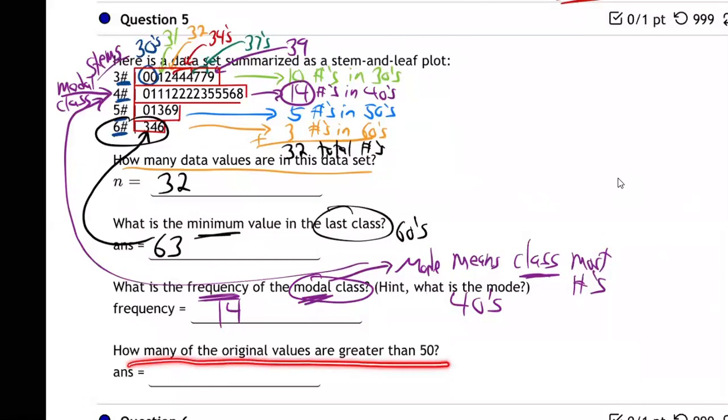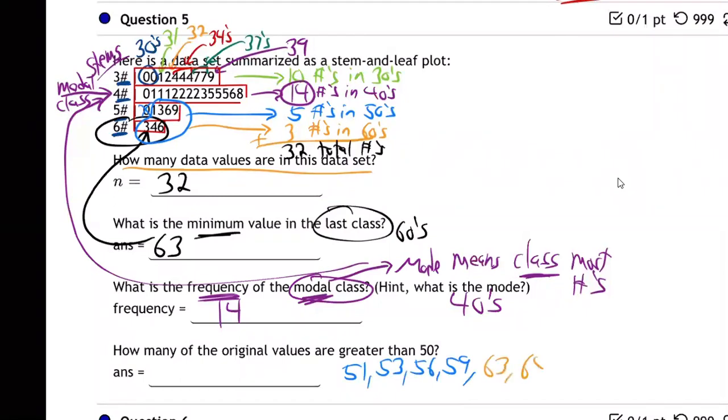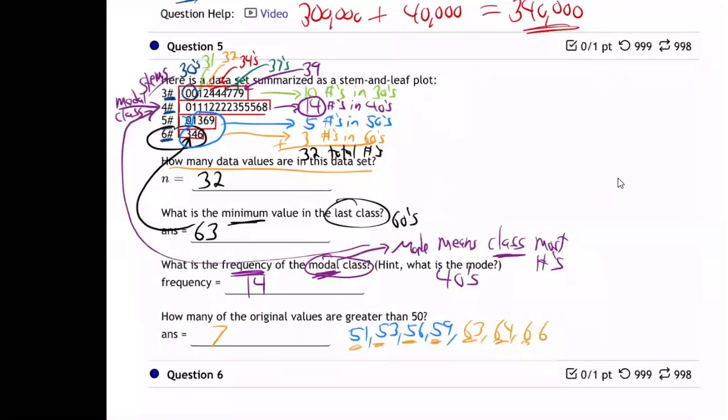how many of the original values are greater than 50? Greater than 50. So careful, it says greater than 50. So it's going to be all of these, not the 50 itself, because that's not greater than 50, but the 51, the 53, the 56, the 59, and not just them, but the 63, the 64, and the 60. So how many is that? 1, 2, 3, 4, 5, 6, 7. So seven numbers are greater than 50. Does that make sense how I did that?